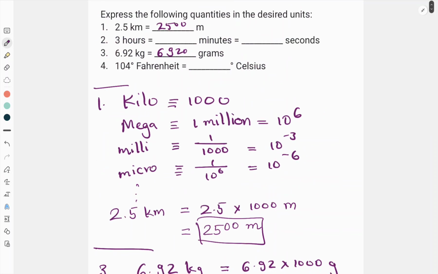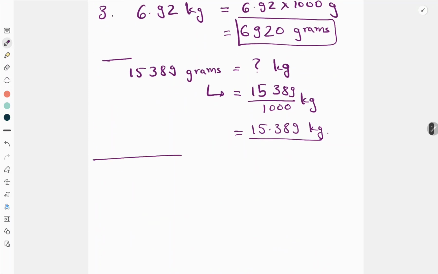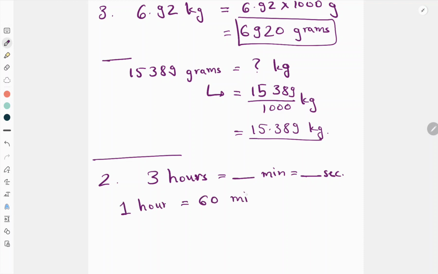Okay, so having made that point, let's talk about the second example here. We want to convert hours to minutes to seconds. So we are given 3 hours is equal to how many minutes is equal to how many seconds. That's the question. So we know that 1 hour is equal to 60 minutes, and 1 minute is equal to 60 seconds. This is unfortunately not a power of 10. The 60 is not a power of 10, but it's fine.